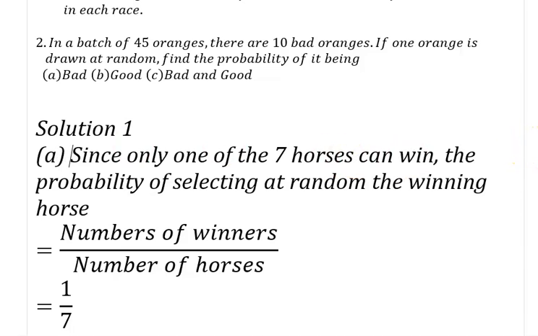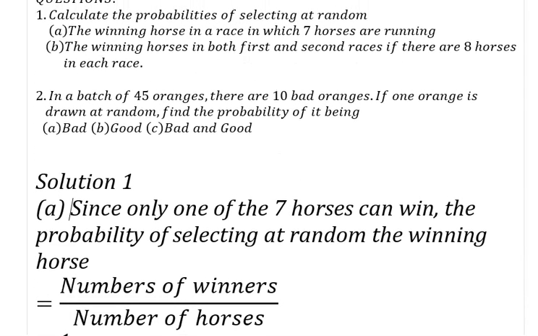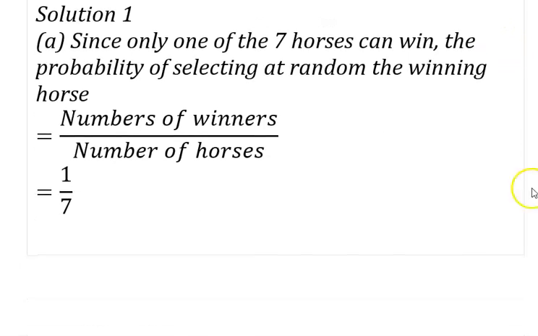Now for B, the winning horses in both first and second races, if there are 8 horses in each race. That means this second question, number 1B, is asking us: we have 2 races. Now we have to look for the probability of the winning horses in both first and second races. This time around we have 8 horses that are running.